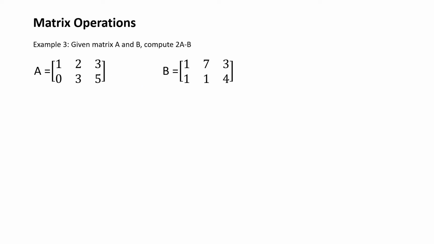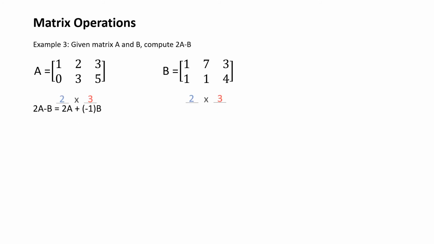Let's look at another example. Given matrix A and matrix B, you would like to compute matrix 2A minus B. If we rewrite 2A minus B as 2A plus negative 1 times B, we can see that we are performing scalar multiplication twice by multiplying matrix A by a value of 2 and matrix B by a value of negative 1. And then we are using matrix addition to add these two matrices together.